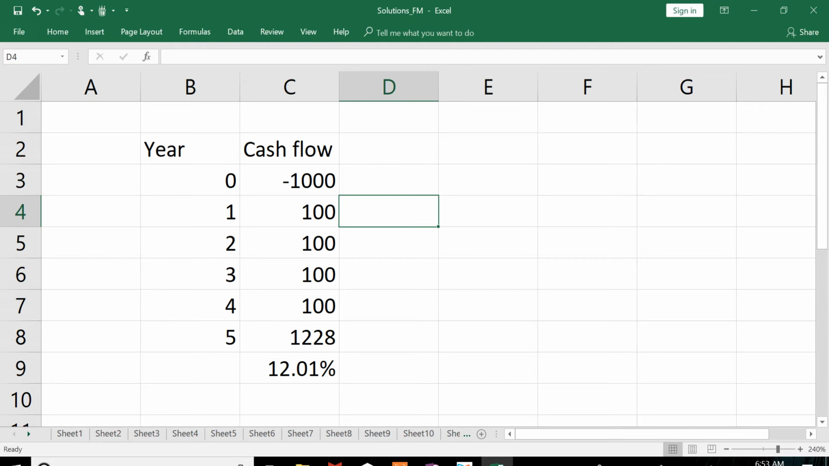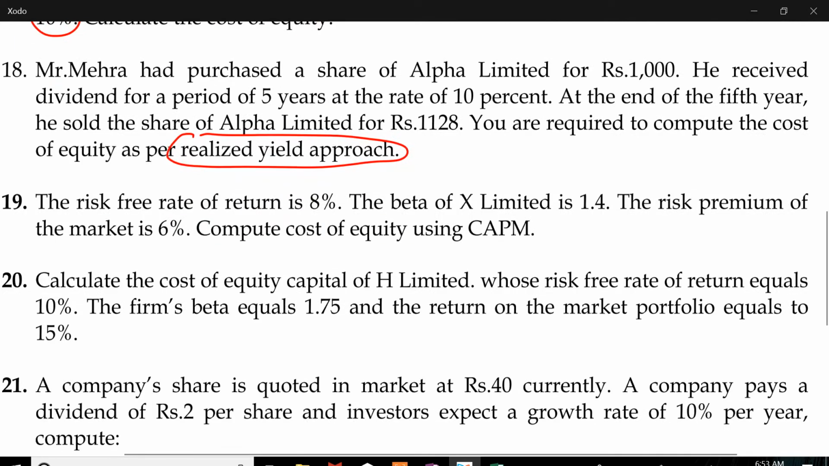Clear? Any doubts on this? Can we proceed? Let's move to question 19. The risk-free rate of return is 8%, beta is 1.4, risk premium is 6%. Compute cost of equity using capital asset pricing model. Write the formula, get the answer. We don't have anything beyond to explain here.